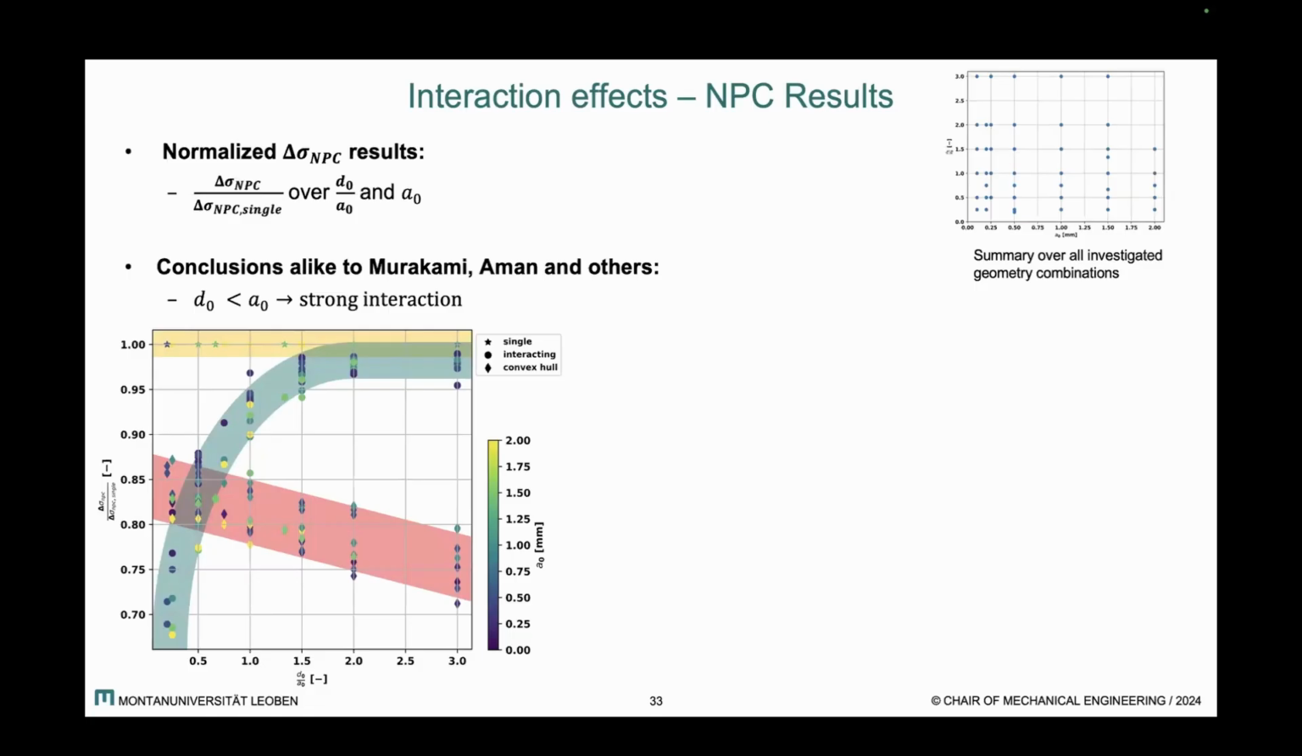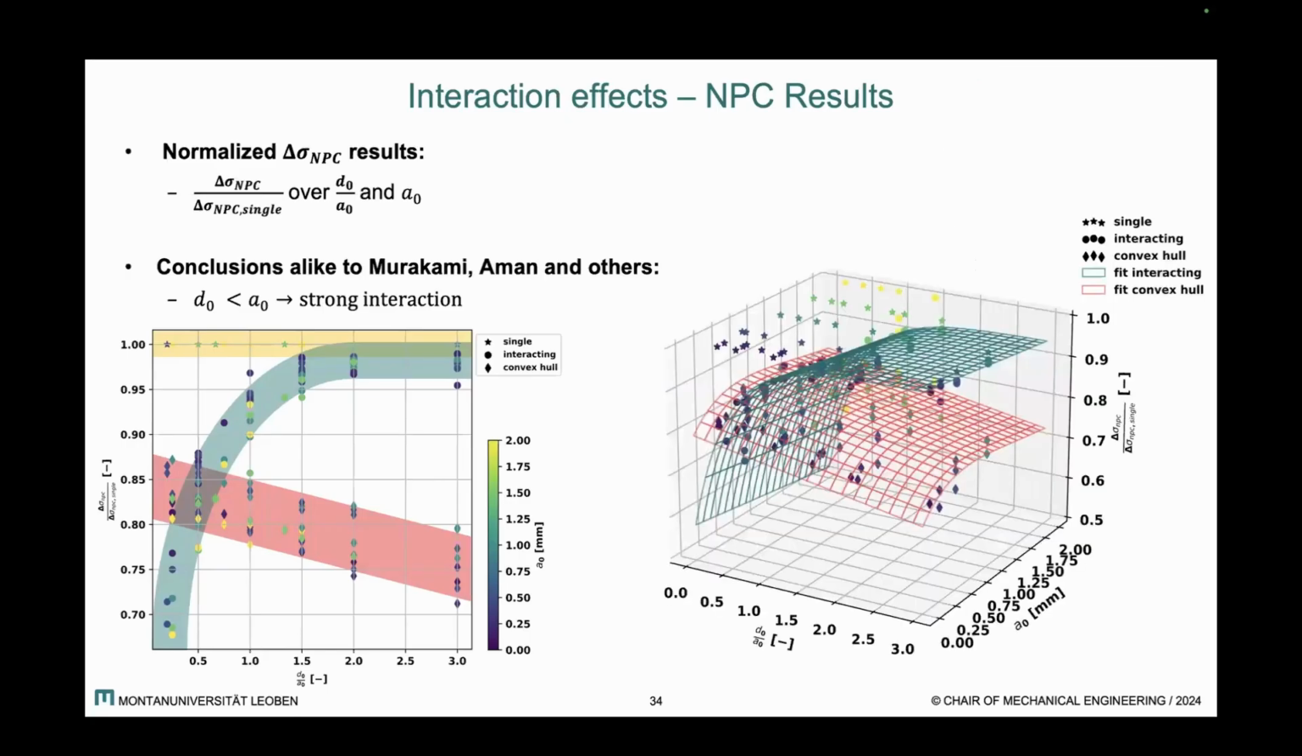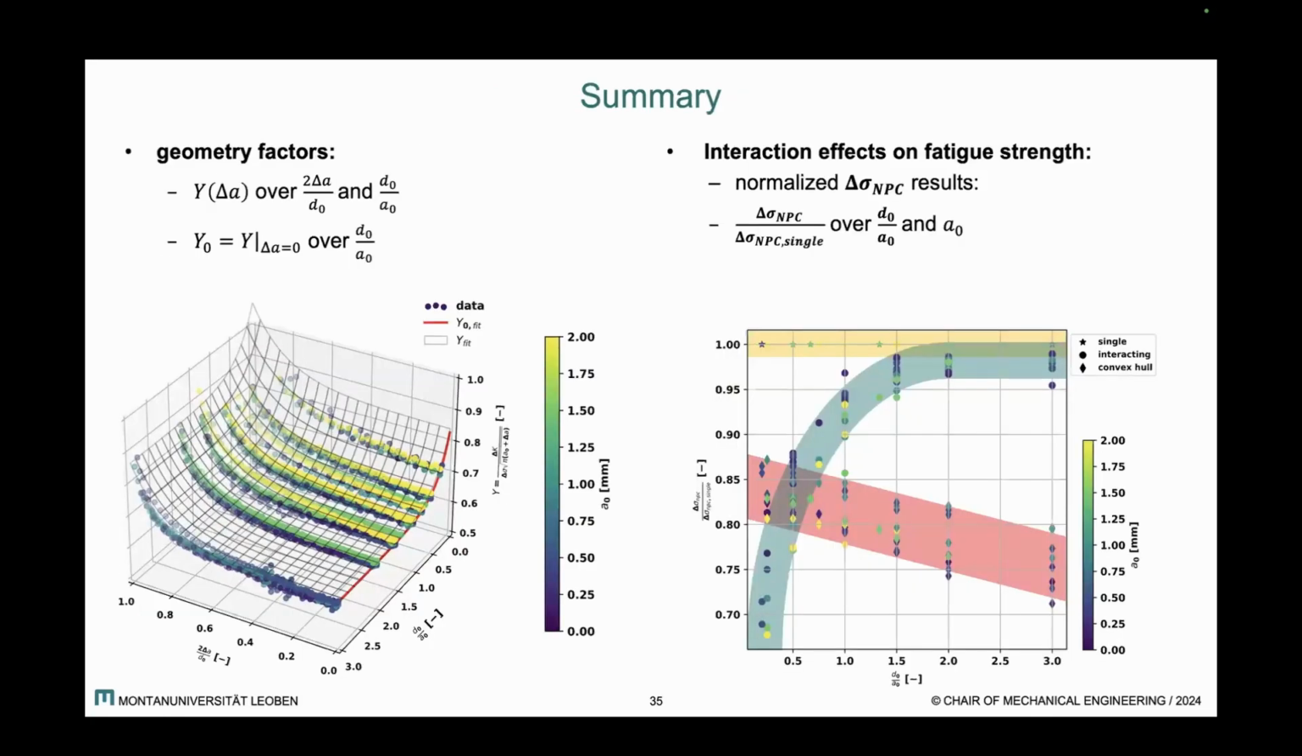The convex hull lies here, and for the interacting cracks, we come to similar results as defined by Murakami and also Aman. When the distance between cracks becomes smaller than the diameter and radius, we get increasingly severe interaction effects. That can also be plotted into a three-dimensional diagram and fitted with surfaces, but that's not easy to visualize if you can't manipulate, twist, and turn the diagram. So that would basically be the main results of my investigation: the geometry factors and the interaction effects.